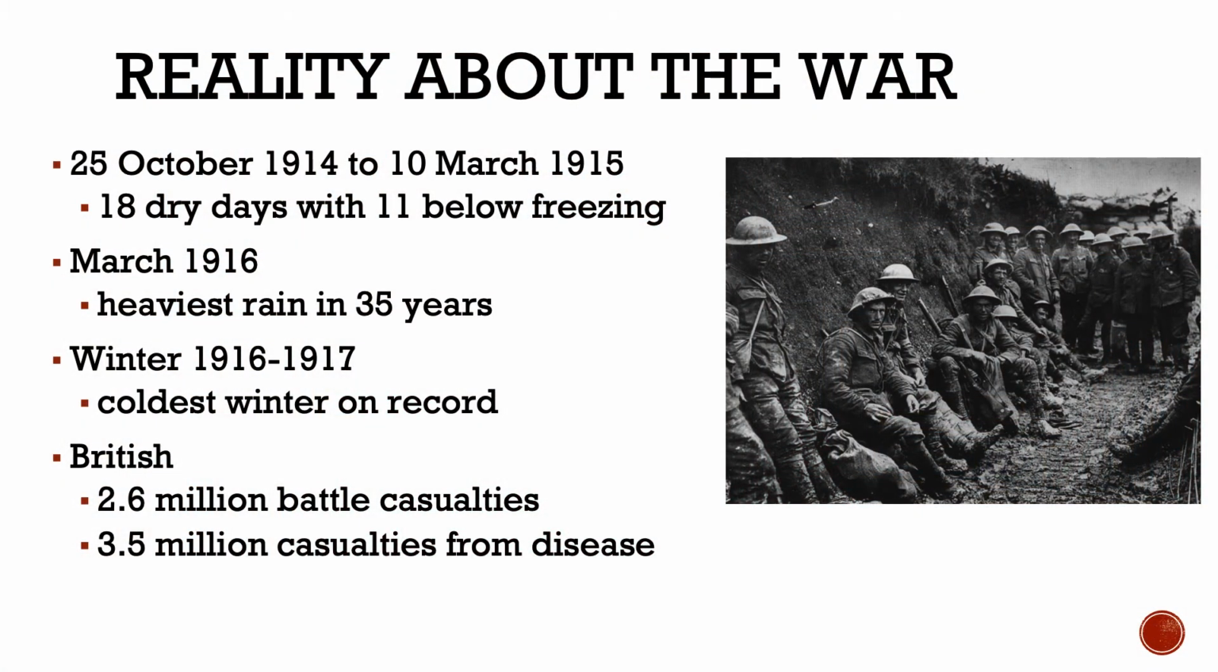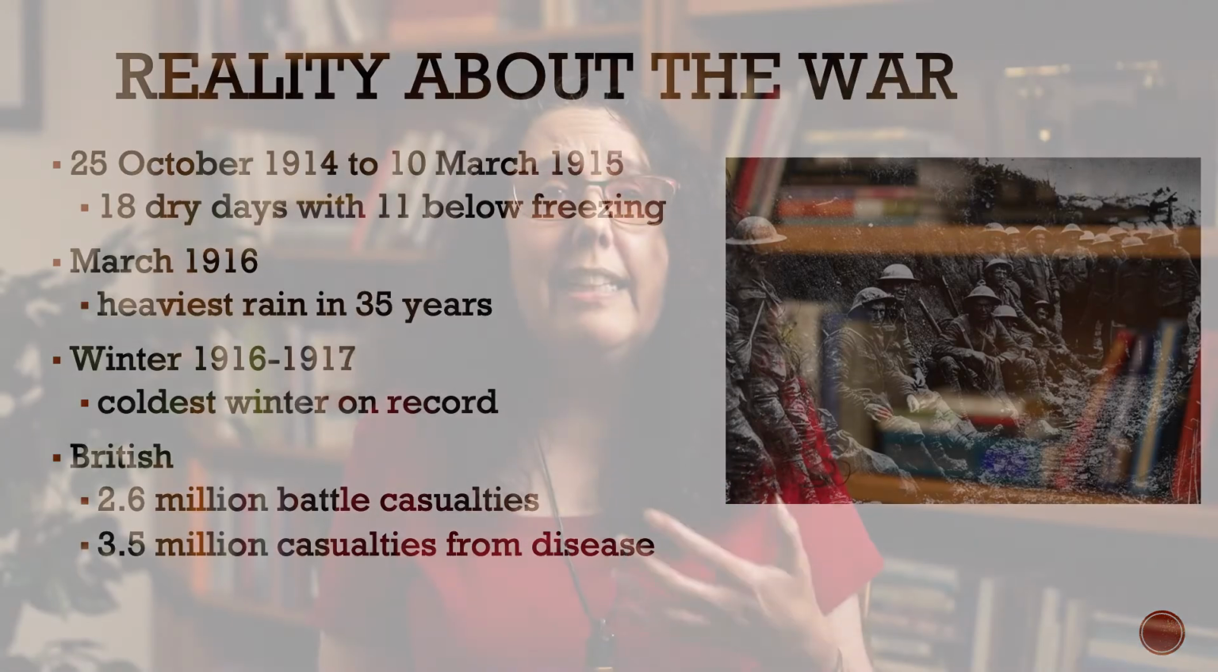So if we take the early part of the war, from the 25th of October, 1914 to the 10th of March, 1915, there are only 18 days when it did not rain or snow. And 11 of those 18 dry days were below freezing. So you have men who are living in mud trenches, and it is raining all the time. And this is why there's so much disease and sickness.